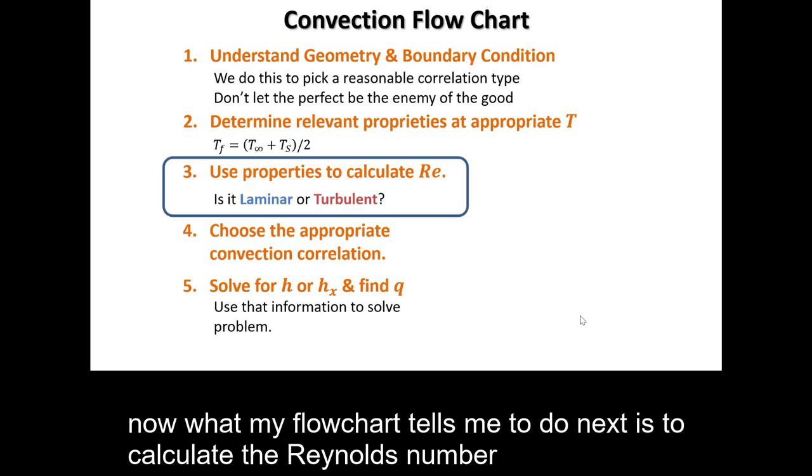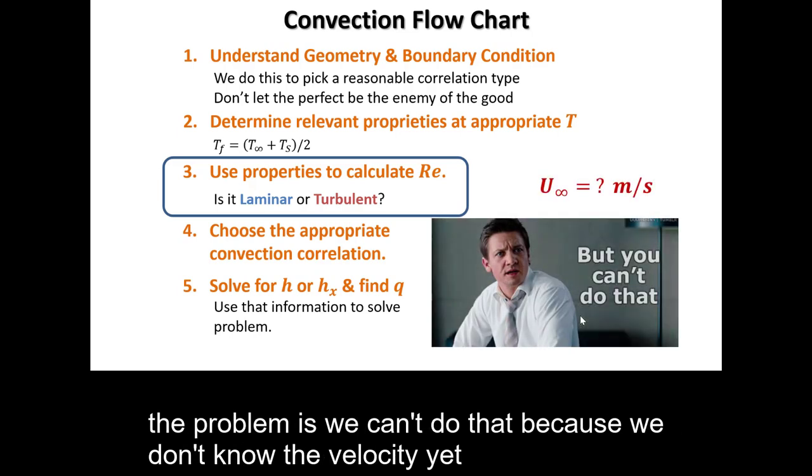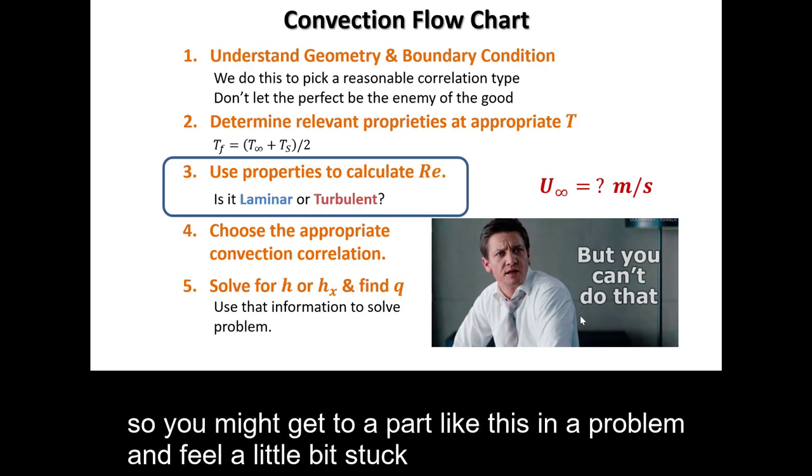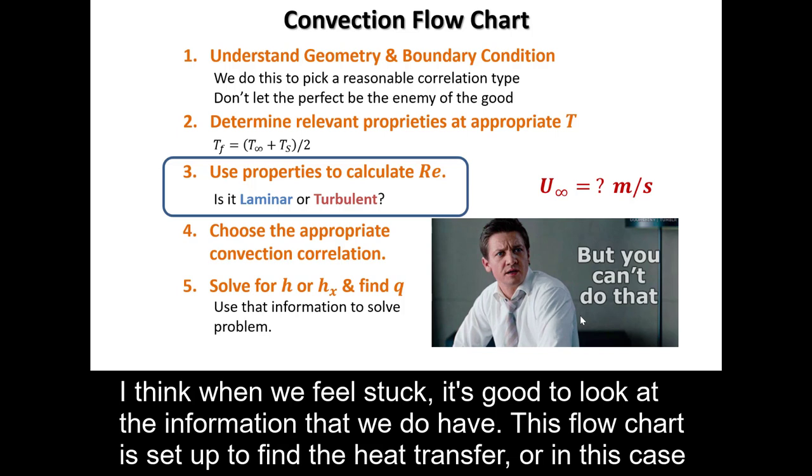Now, what my flowchart tells me to do next is to calculate the Reynolds number. The problem is we can't do that because we don't know the velocity yet. So you might get to a part like this in a problem and feel a little bit stuck. I think when we feel stuck, it's good to look at the information that we do have.